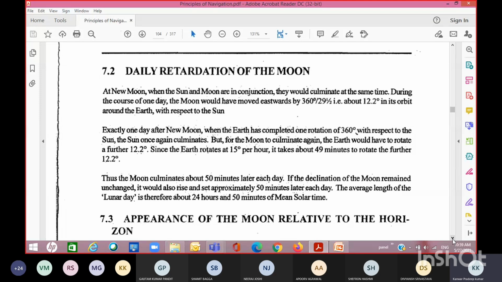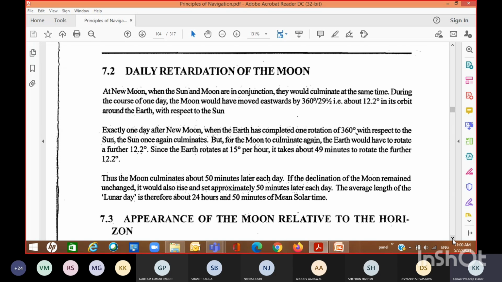Exactly 1 day after new moon, when the earth has completed one rotation of 360 degrees with respect to the sun, the sun has once again culminated, but for the moon to culminate again, the earth would have to rotate a further 12.2 degrees. Since the earth rotates at 15 degrees per hour, it takes about 49 minutes to rotate the further 12.2 degrees. The moon culminates about 50 minutes later each day. If the declination remained unchanged, it would rise and set approximately 50 minutes later each day. The average length of the lunar day is therefore about 24 hours 50 minutes of mean solar time.